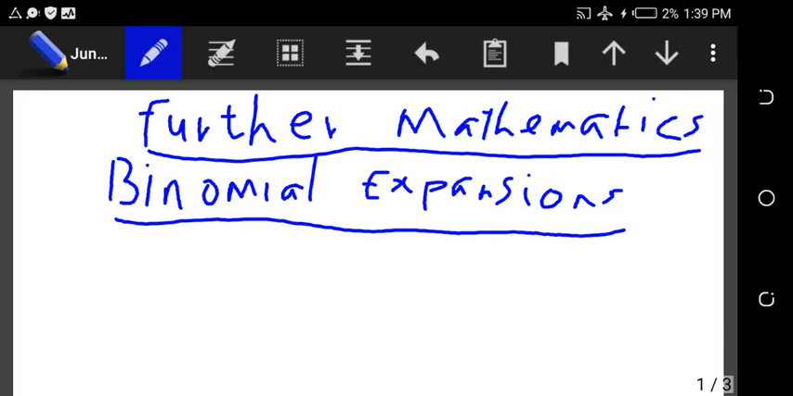And welcome to class. In this video, we'll be continuing our study on binomial expansions. Remember that in the previous videos, we've had to look at binomial expansions using Pascal triangles. And in this video, we want to consider how we can also expand binomials using the concept of combinations.